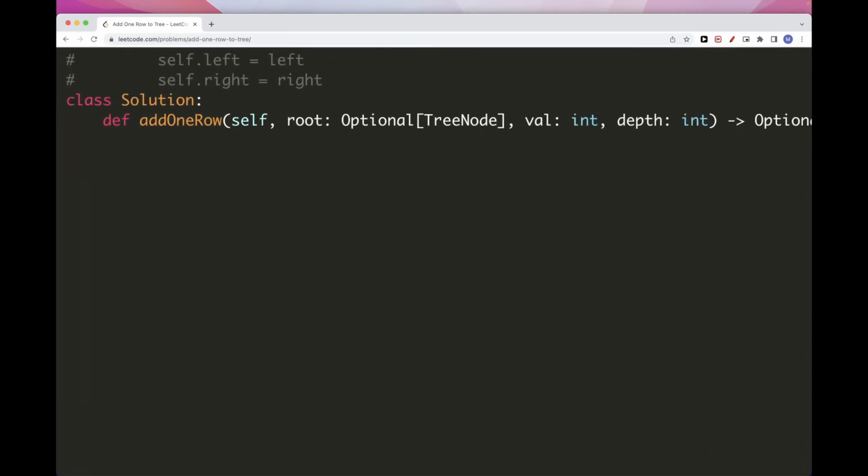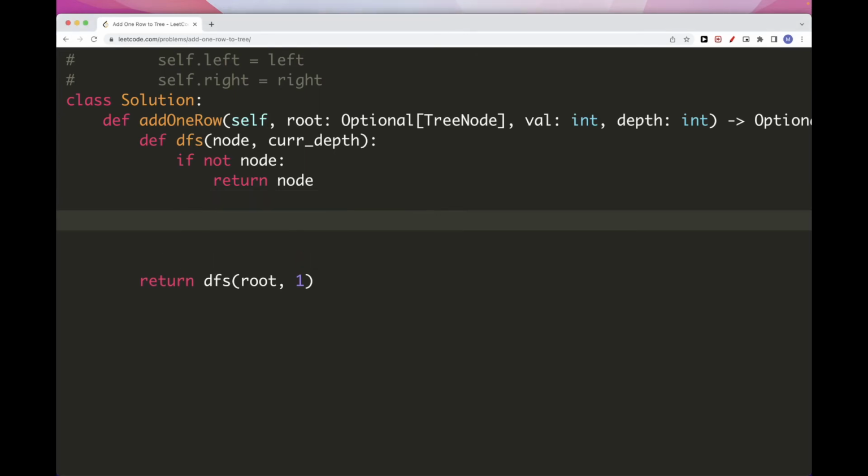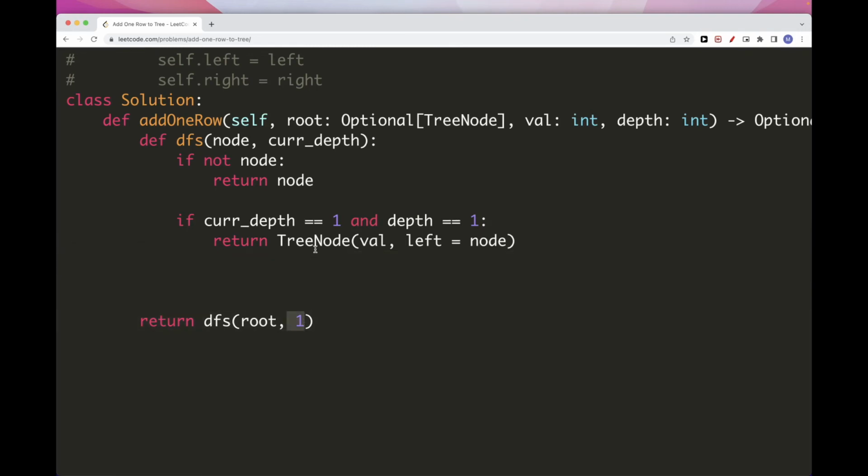Okay, so what do we need first? Well, we need DFS on node and the current depth, right? And we want to return a DFS. The initial call we want to do is a DFS on root, and the initial depth is 1. And we, of course, want to do our base case where if node is null, we want to return just that node, right? Back to the parent. And first, we want to handle the case where the depth is 1. So we want to replace the root. And the current depth is 1, which is the first step. Then we want to make the original tree to be the left side, and then we want to make the root have a value val, right?